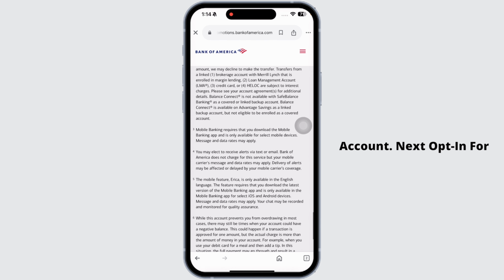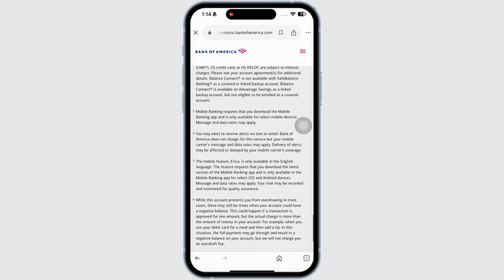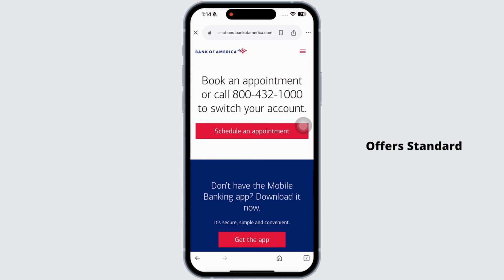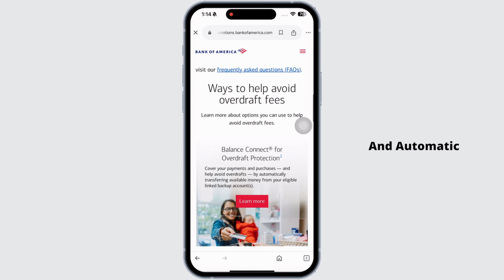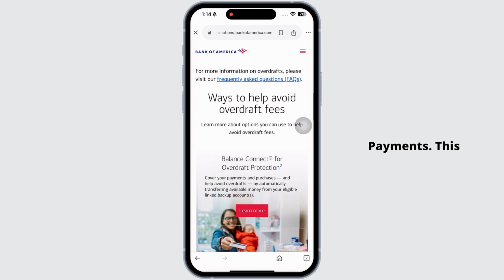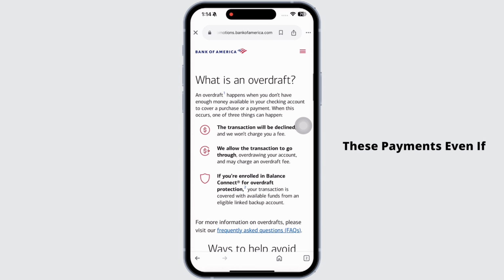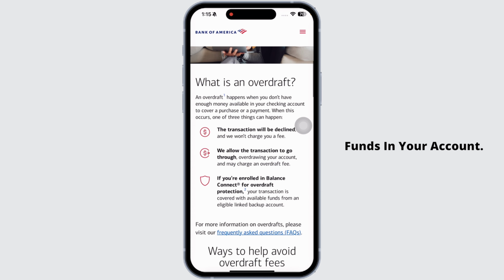Next, opt in for standard overdraft services. Bank of America offers standard overdraft protection for checks, recurring debits, and automatic payments. This service helps cover these payments even if you don't have enough funds in your account.